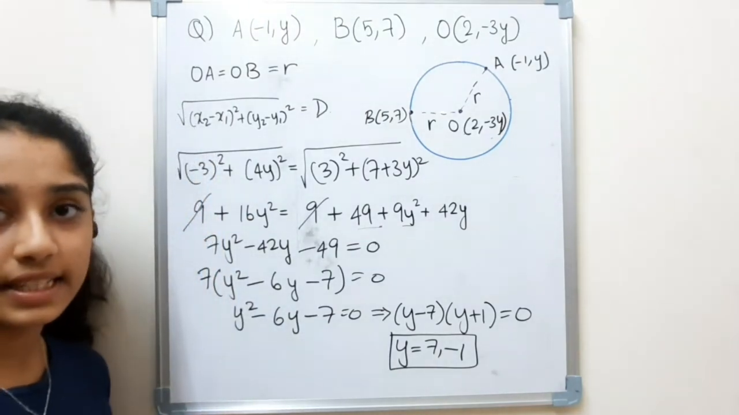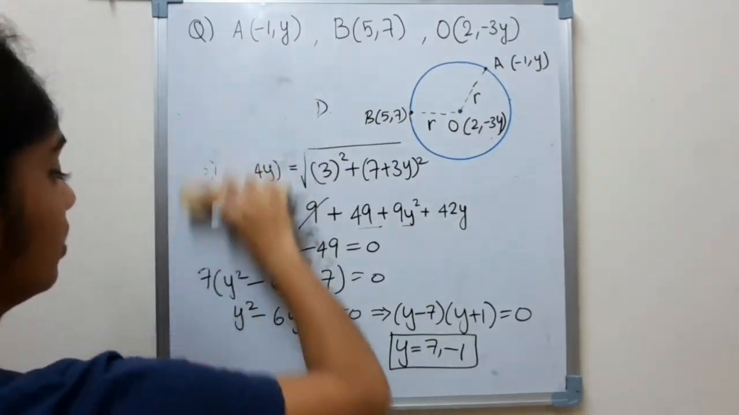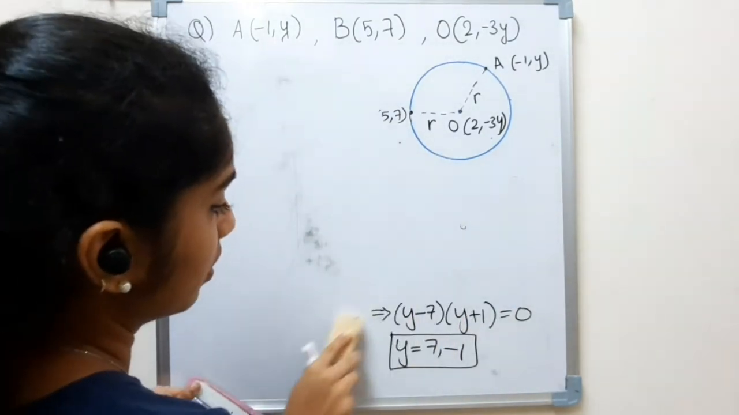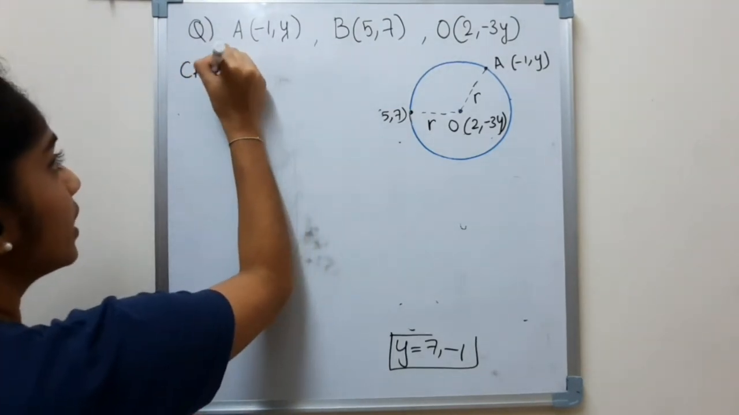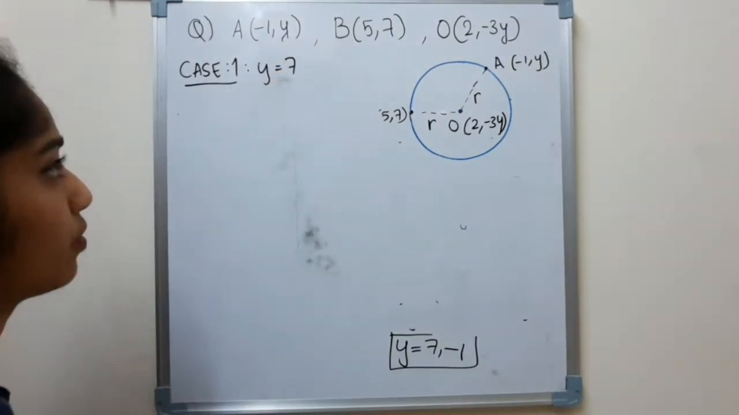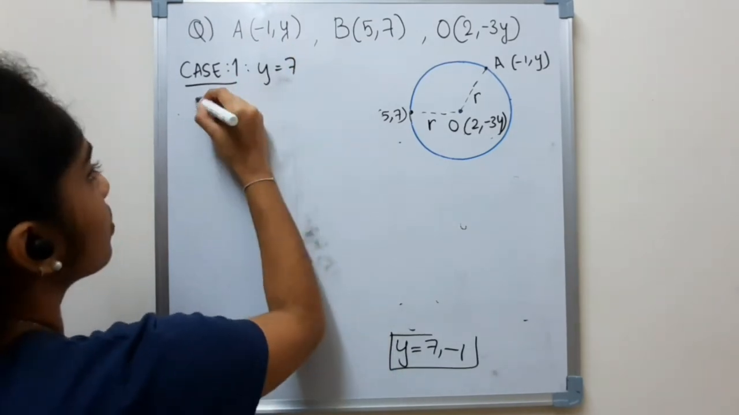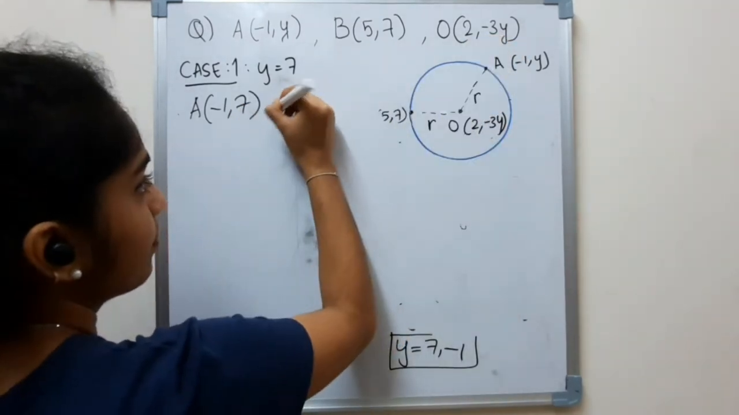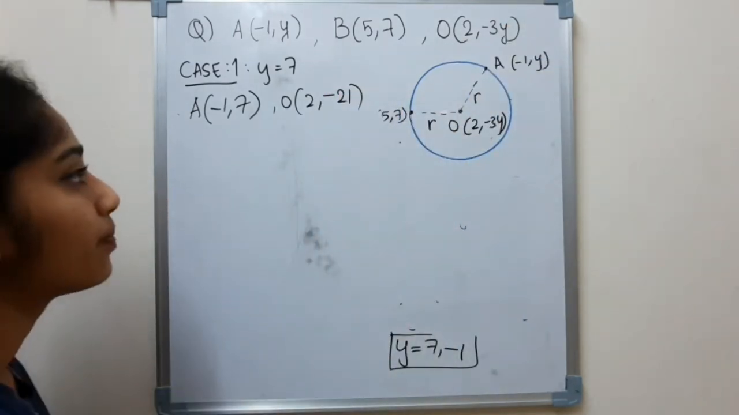So we'll have 2 cases to find the radius of the circle. Case 1, when y is 7. Let's substitute into the points given here. So we'll have A as minus 1, 7, and O as 2, minus 21, which is minus 3 into 7.